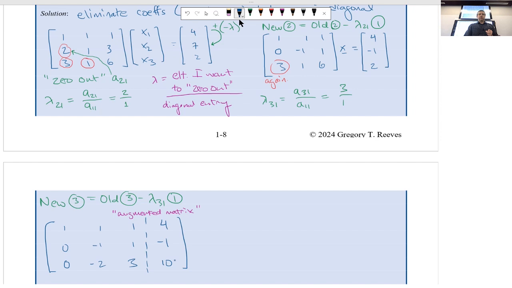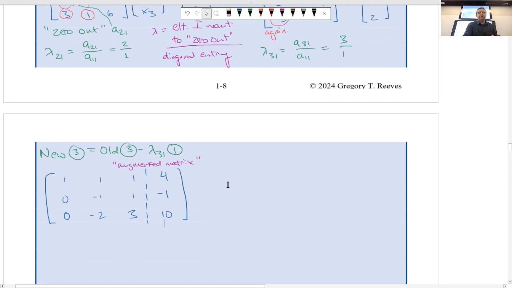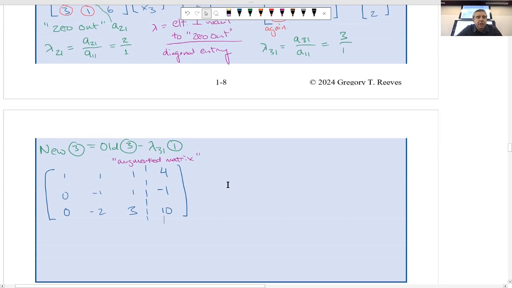All right, so now I'm almost done. I have one element left, and that's now in the second column. So I'm done with the first column. All of my elements below the main diagonal in the first column are now 0, and I want to eliminate this one right here.